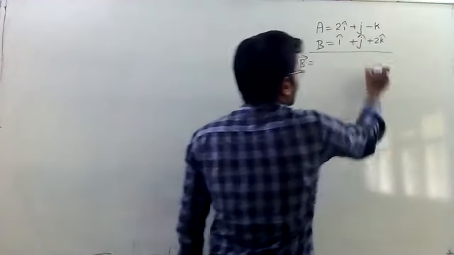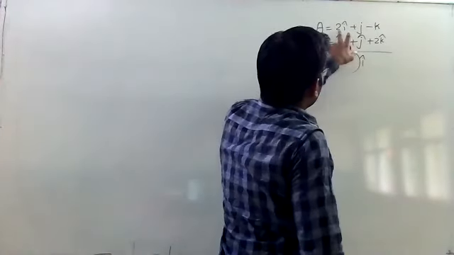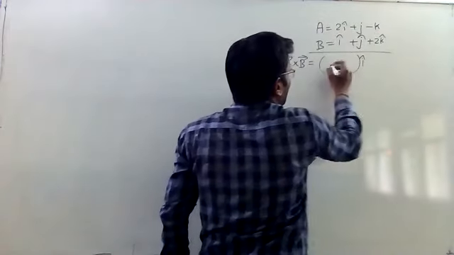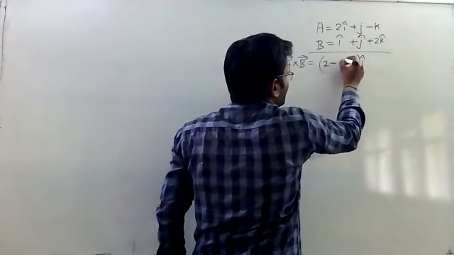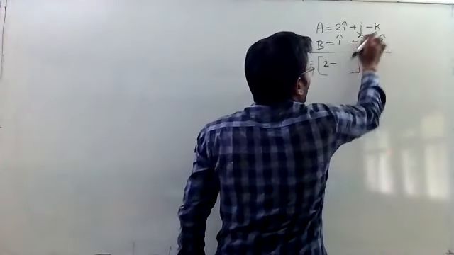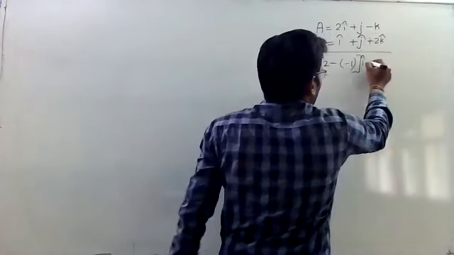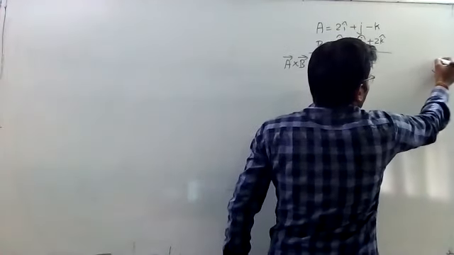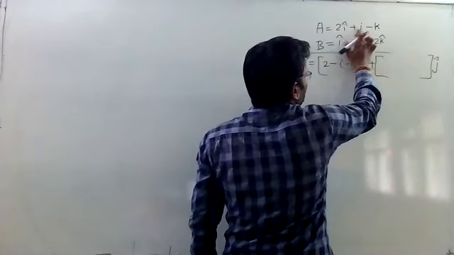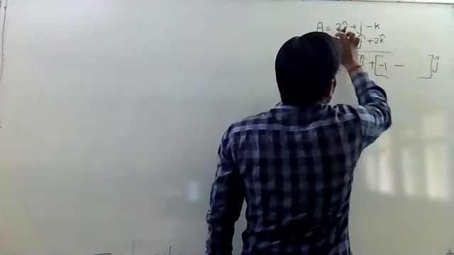So for A cross B, I'll start with the same method. What is the coefficient of i? For the coefficient of i, I'll start with the coefficient of j. So 1 into 2, minus, what am I going to take? Minus 1 into minus 1. So I get minus 1 into 1 into minus 1, plus the coefficient of j cap. For the coefficient of j cap, I'm going to start with k. Minus 1 into 1, minus 1, and minus sign 2 into 2.